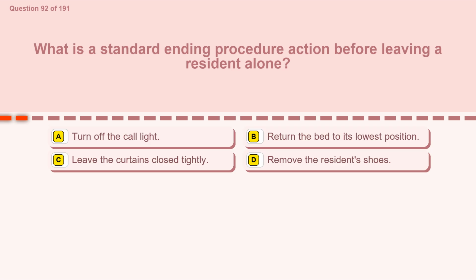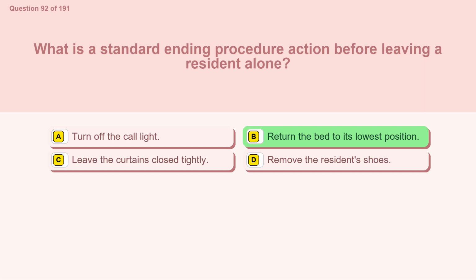Question 92. What is the standard ending procedure action before leaving a resident alone? Option A, turn off the call light. Option B, return the bed to its lowest position. Option C, leave the curtains closed tightly. Option D, remove the resident's shoes.